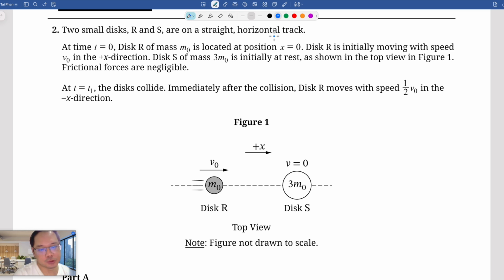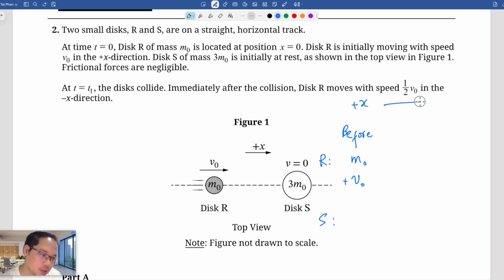Okay, mình sẽ tóm tắt một số thông tin của bài này nhé. Let's summarize. Before the collision, we have the mass of the disk R. Let's write the R here. The mass is m0, the speed is v0. The S disk on the right here, this is v0 to the right, so let's write it a positive value. And we take the positive x direction to the right like this. The mass of the disk S is 3m0, and the initial speed before the collision, or more accurately, the velocity is 0. It was stationary.